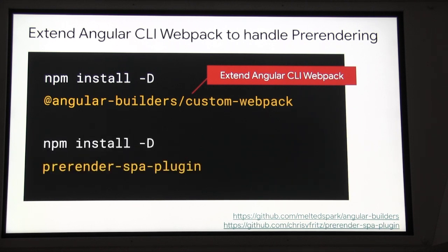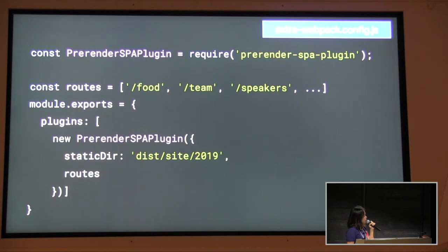Then another thing that I would like to use is a webpack plugin. It's called Prerender SPA Plugin. Basically, that's the plugin that runs Puppeteer. Okay. Next, what I will do is I create a file called extra-webpack.config.js. You can give it any name. So what I do in the code is I import the prerender SPA plugin. I define all my routes here.